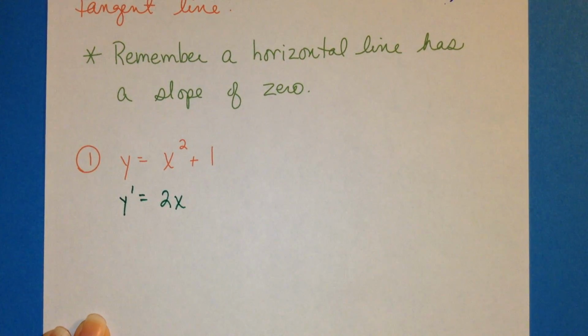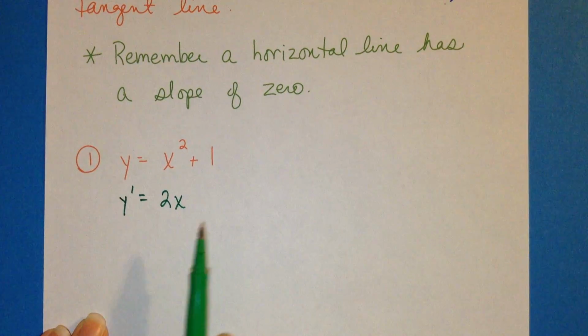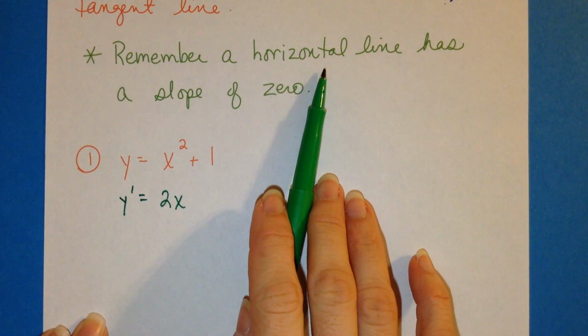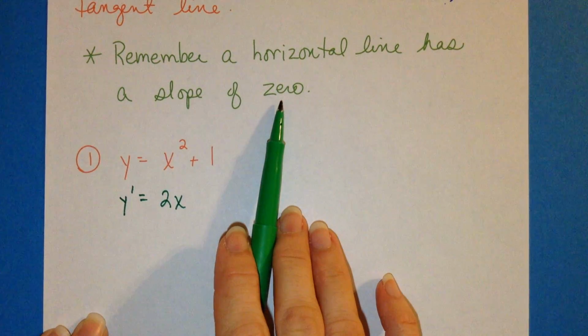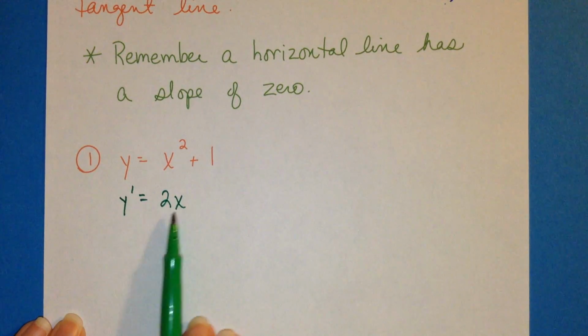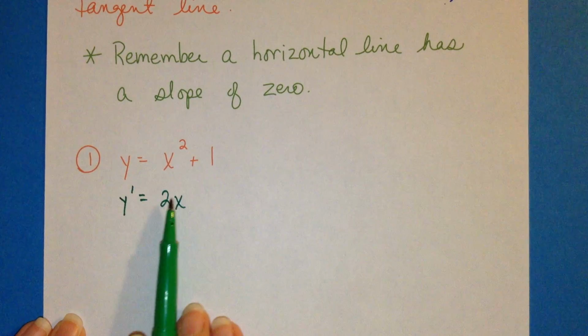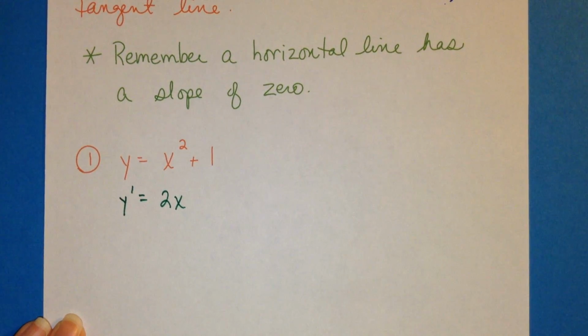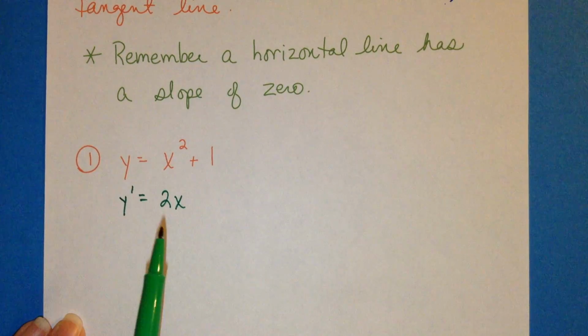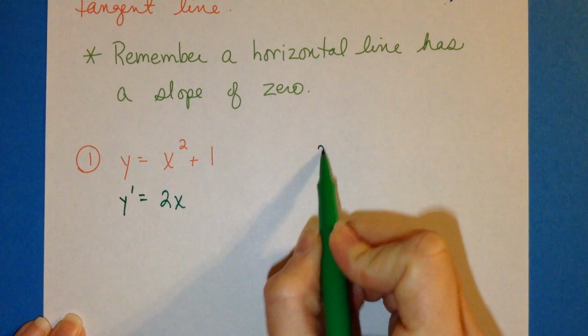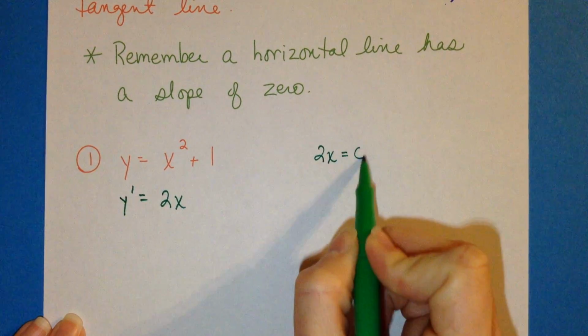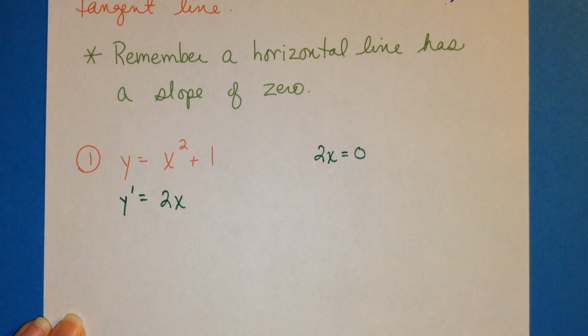Now, like I said, if it's a horizontal line, the slope has to be 0. If you remember, a derivative is the slope of the tangent line. So this expression could be used to find the slope of any tangent line on this curve, but we specifically want the one that is equal to 0. So take your derivative and set your derivative equal to 0 and solve it.